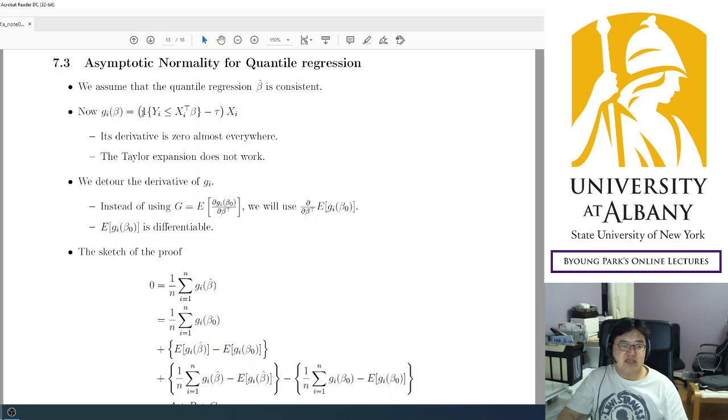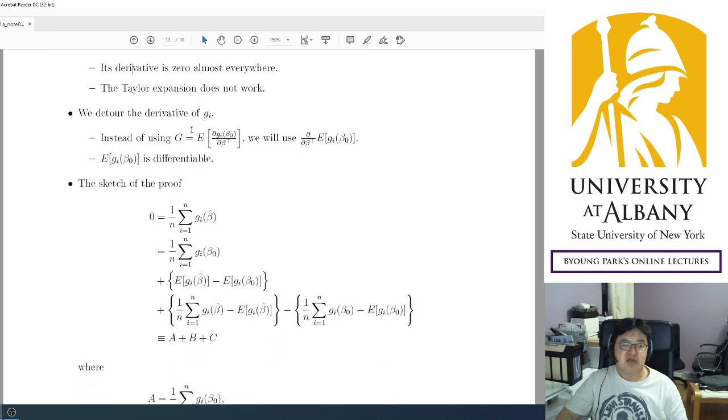And as I said, its derivative is very weird because the derivative is 0 everywhere and it is not differentiable at one point, right? So the Taylor expansion doesn't work. To avoid this problem, what we are going to do here is we will consider this. So we know the first-order condition is this guy equals to 0.